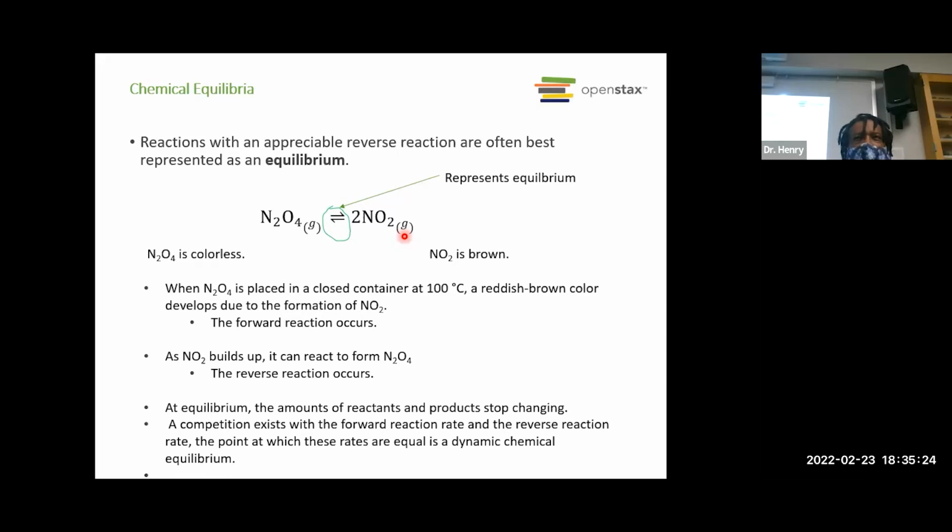It's going to shift in this direction because you've removed some of that. That's right. If we removed a little bit from the bottom, that's the dinitrogen tetraoxide, then it would shift to make more of that to compensate, so that there won't be a net change.